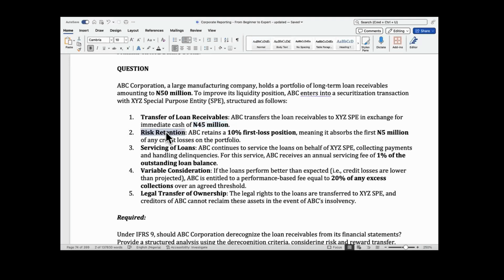Now, risk retention. ABC retains 10% first loss position, meaning that 10% of 50 million, it will absorb it. In case of credit losses, you will absorb 10%. Meaning that if those receivables should default, you will suffer 10% of the default. You will suffer 10%.